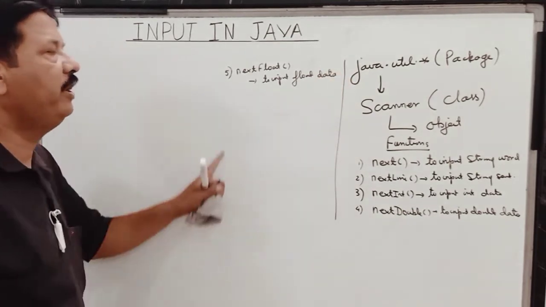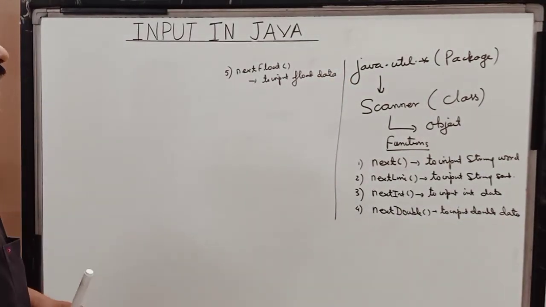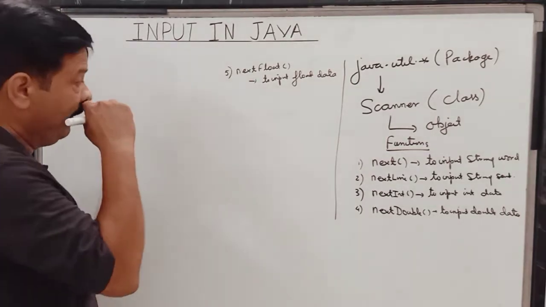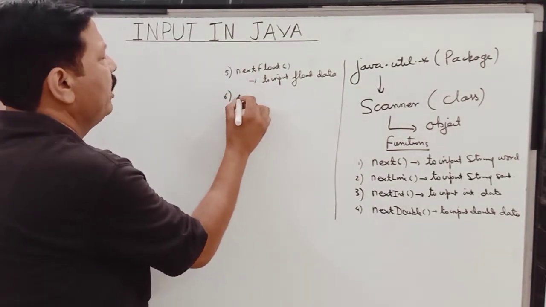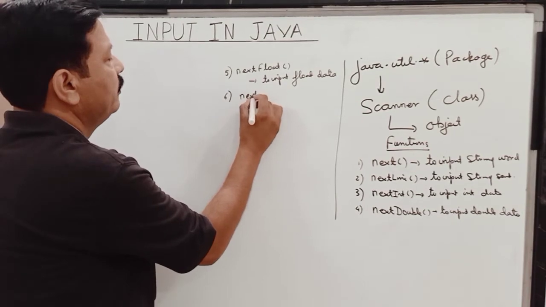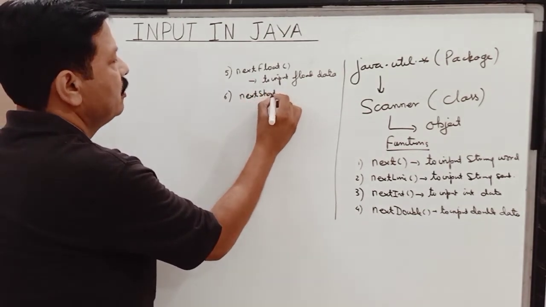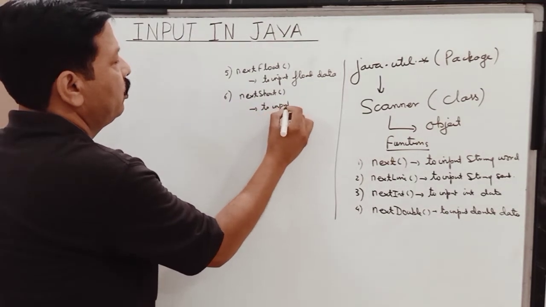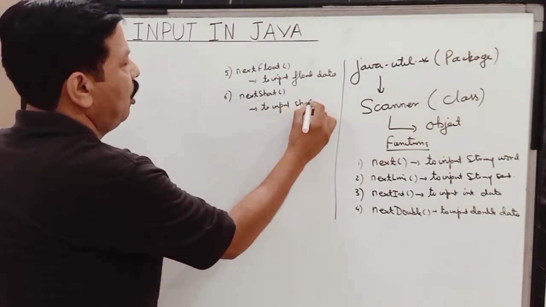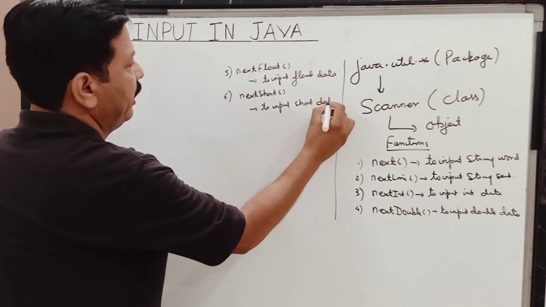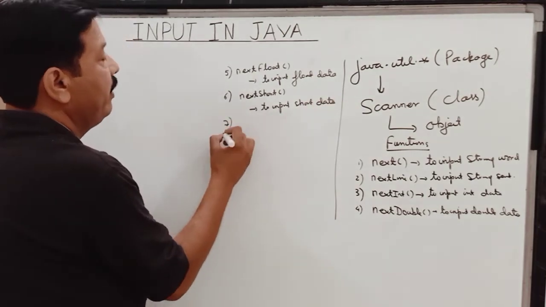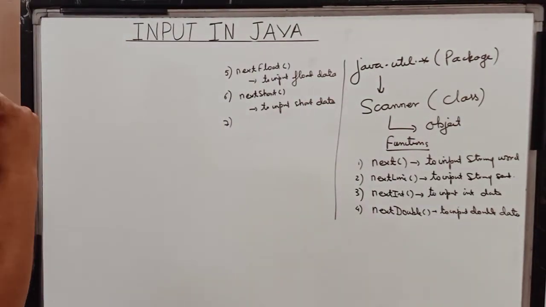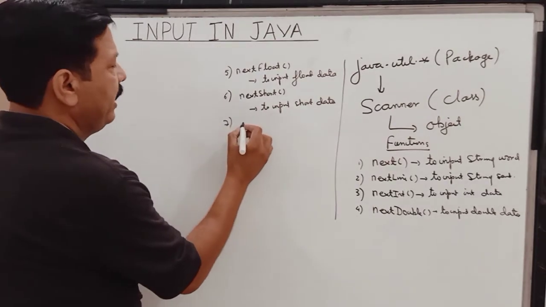So next function is nextFloat. This is going to enter a float data. Then, children, we have all other functions like nextShort. This is going to input short data type, short data. Then, children, we have another data which is called int.